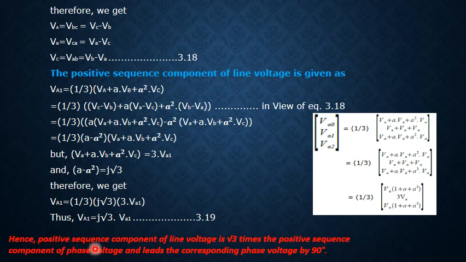Hence the positive sequence component of the line voltage is root 3 times the positive sequence component of the phase voltage, and it leads by an angle of 90 degrees. So for the positive sequence, the relation between line voltage and phase voltage is: line voltage is equal to root 3 times the phase voltage, leading by an angle of 90 degrees. Now similarly, let us find it for the negative sequence and zero sequence components.